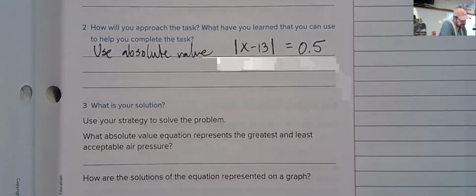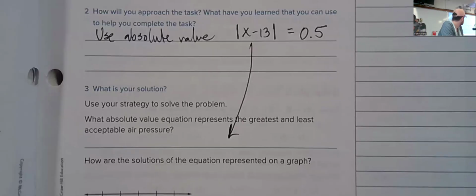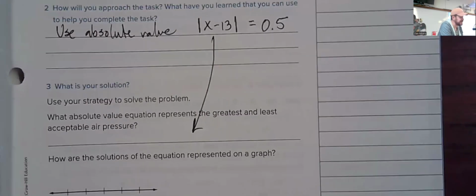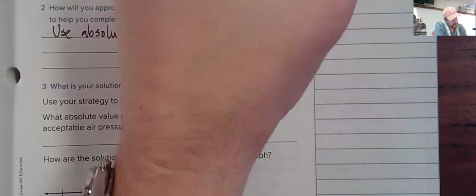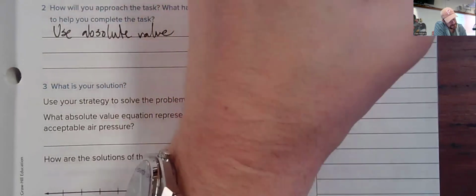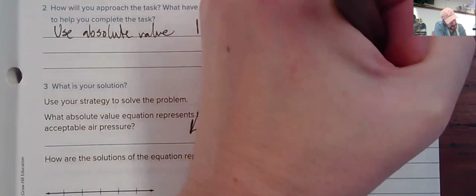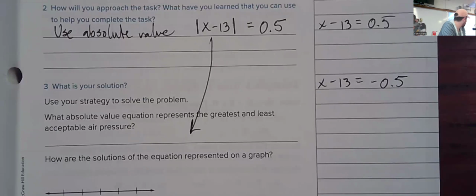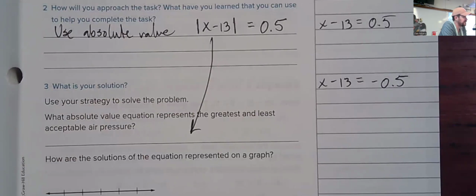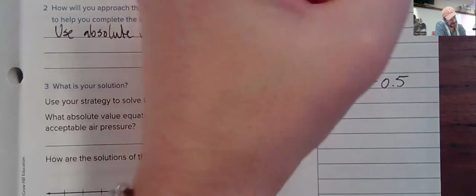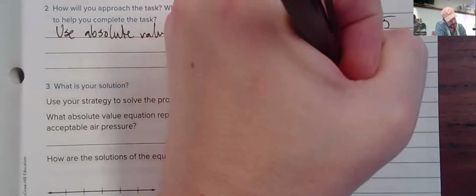And then in terms of solving it, the absolute value equation is what we just wrote right there. We've got two cases. We have x minus 13 equals 0.5, and x minus 13 equals negative 0.5. Whatever's inside the absolute value bars could be positive 0.5 or negative 0.5. If we solve for x in each of these, that will give us the maximum and minimum air pressures allowable. Add 13 to both sides. 0.5 plus 13 is 13.5. Negative 0.5 plus 13 is 12.5.